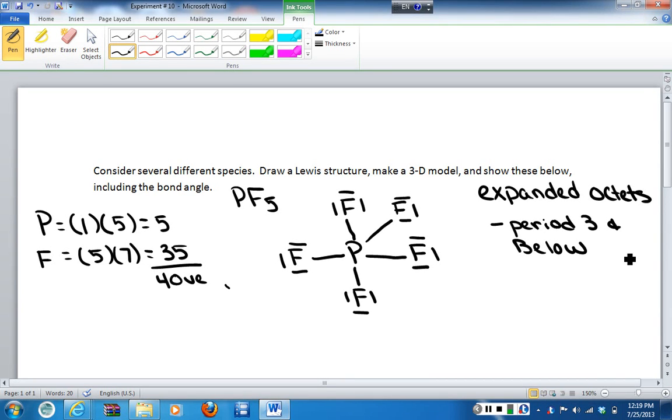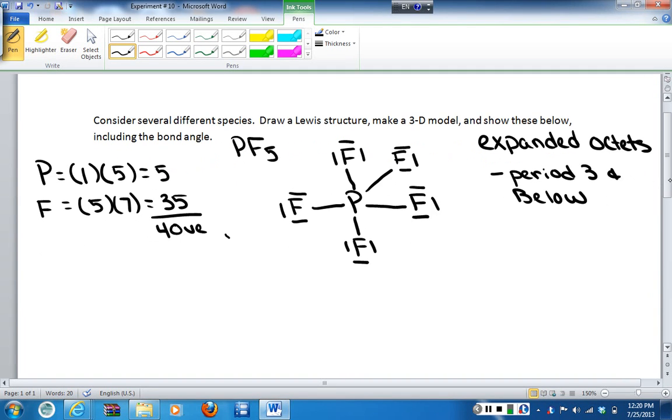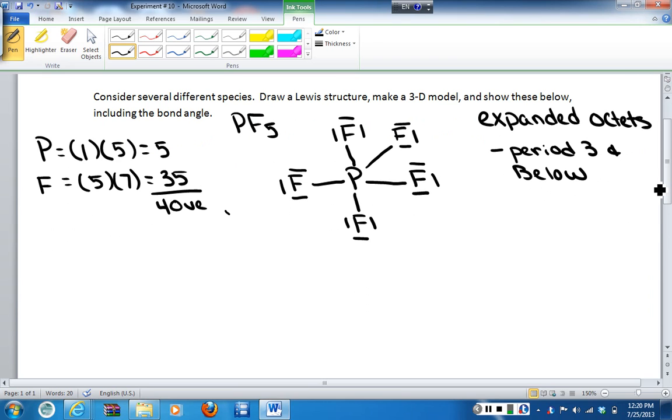Therefore, it is capable of holding more than 8 valence electrons. In this case, we've used all 40 valence electrons, all of the fluorines have an octet, and the phosphorus has more than an octet. So this is the Lewis structure for phosphorus pentafluoride. Now, in terms of a 3D structure, we need to again look at the phosphorus and only the phosphorus. What we see is that there are 5 regions of electron density around the central atom.